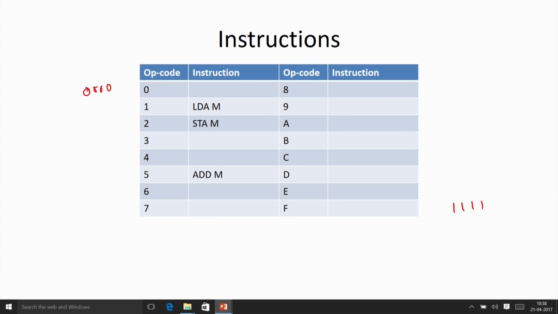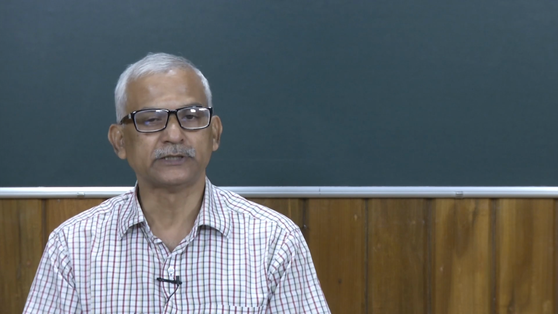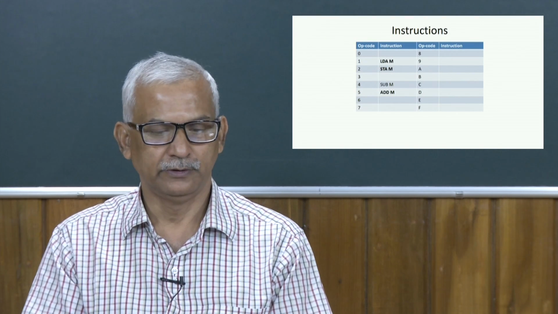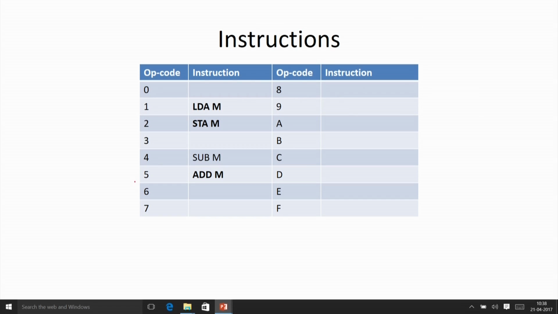So, these are the 3 instructions we have designed, and the codes assigned are 1, 2 and 5. Other codes are still available to me, so now we can design some more instructions. We are saying that we have already designed these 3 instructions.